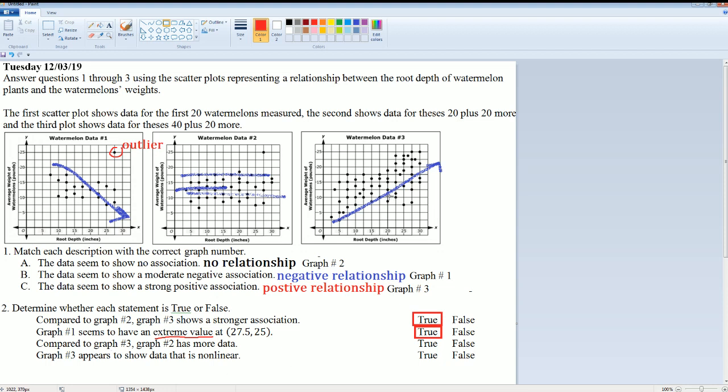Comparing graph 3 and 2, it has more data. Does 3 have more data than 2? Yeah, this has a bunch more dots, so we would say that's also true. And graph 3 appears to show data that is nonlinear. Is it curving? No, it seems like it is going straight. So we would say it is false, because yes, it has a positive linear relationship, since we can see it forms a line. So that's why this one is wrong.